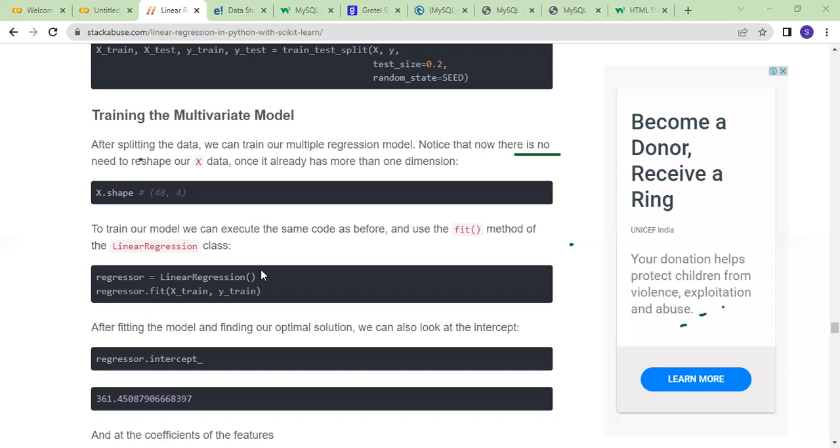Using the train set, for building the model, the data sets which are necessary are X train and Y train. We are just fitting the model to the data set.